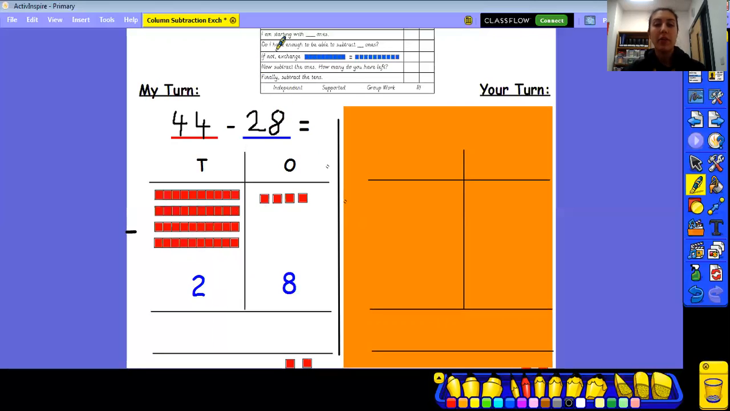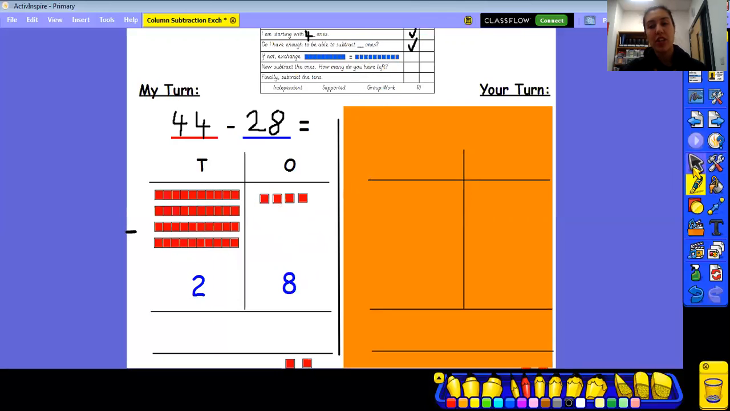Fabulous. So following my success criteria, I am starting with, how many ones am I starting with? 4, that's right. I'm starting with 4 ones. Do I have enough to be able to subtract 8 ones? No, I don't, because 4 is smaller than 8. So I don't have enough here to subtract 8. So that means I need to get some more ones. Where are those ones going to come from, do you think?